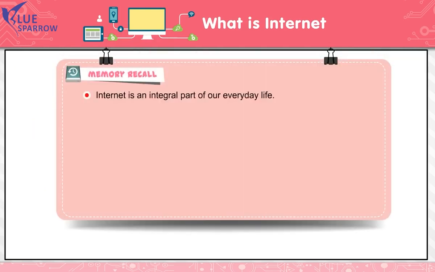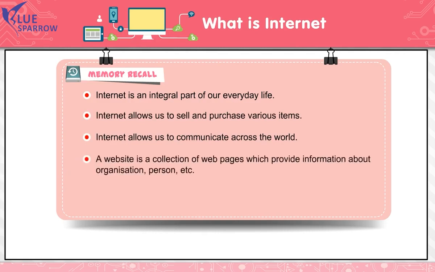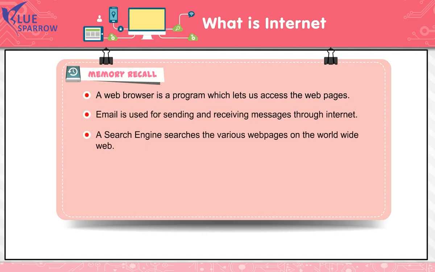Memory recall. Internet is an integral part of our everyday life. Internet allows us to sell and purchase various items. Internet allows us to communicate across the world. A website is a collection of web pages which provide information about an organization, person, etc. A web page is a document created and stored in an electronic form. A web browser is a program which lets us access the web pages. Email is used for sending and receiving messages through the internet. A search engine searches the various web pages on the World Wide Web.